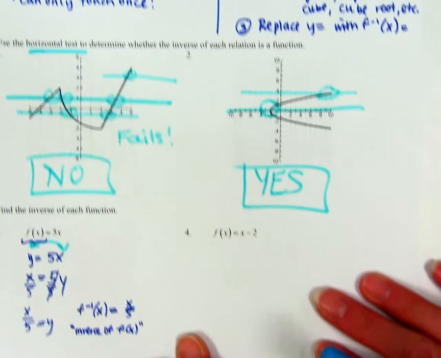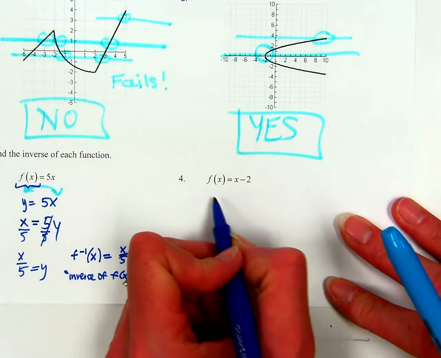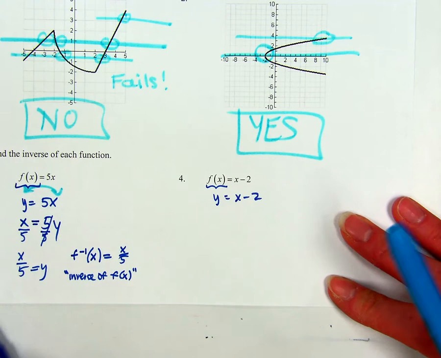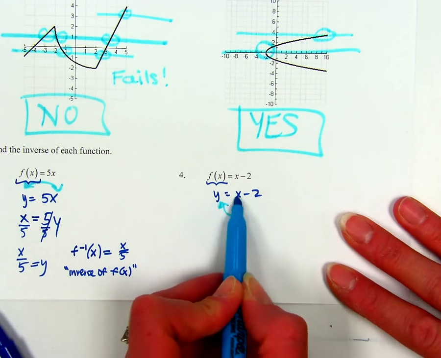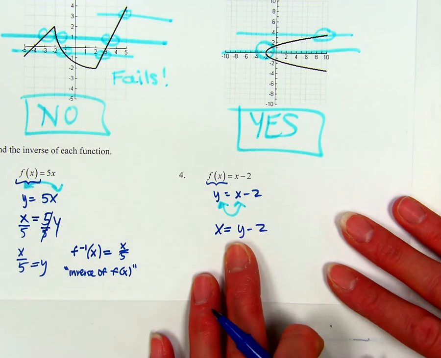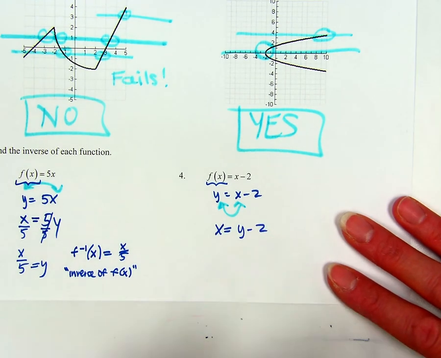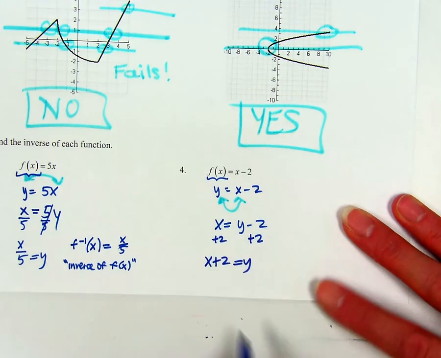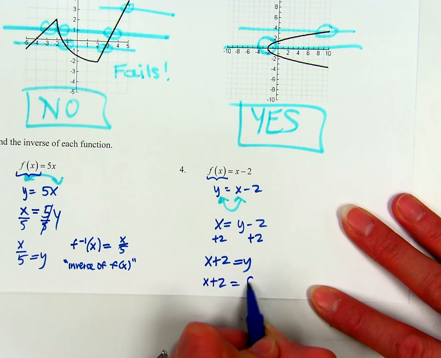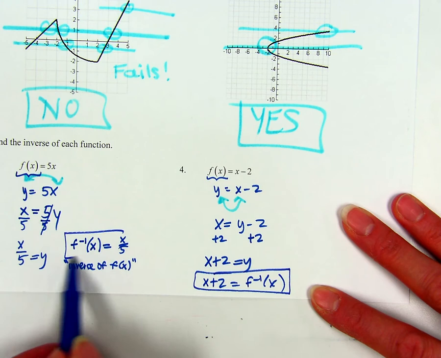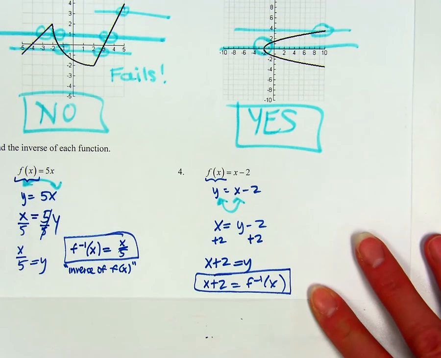All right, number 4. This means y, so this is y equals x minus 2. We're going to take our x's and y's and switch them. So this says x equals y minus 2. Is y by itself? Nope. How do I undo the subtract 2? I add 2 to both sides. So this is x plus 2 equals y. And then this is x plus 2 equals the inverse of f of x. Okay, flip over to the other side, and we've got a few more problems, and we're all done.